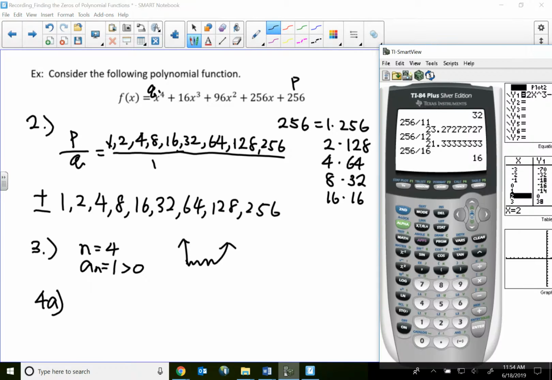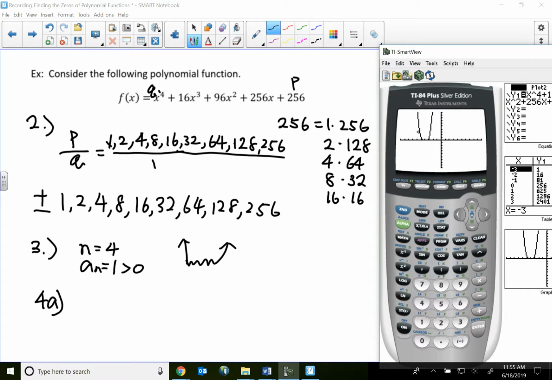So number 4, let's graph it, and then we'll answer these questions. So x to the 4th plus 16x to the 3rd plus 96x squared plus 256x plus 256. Okay, let's see what we got. Ooh. That's it.